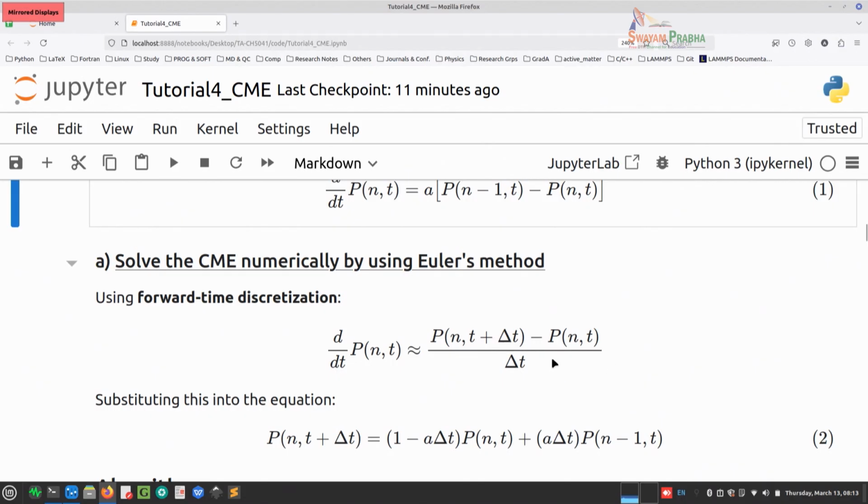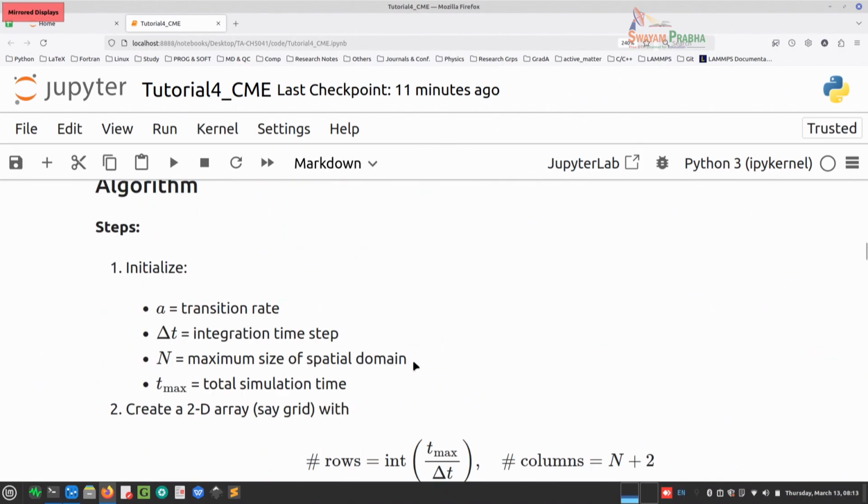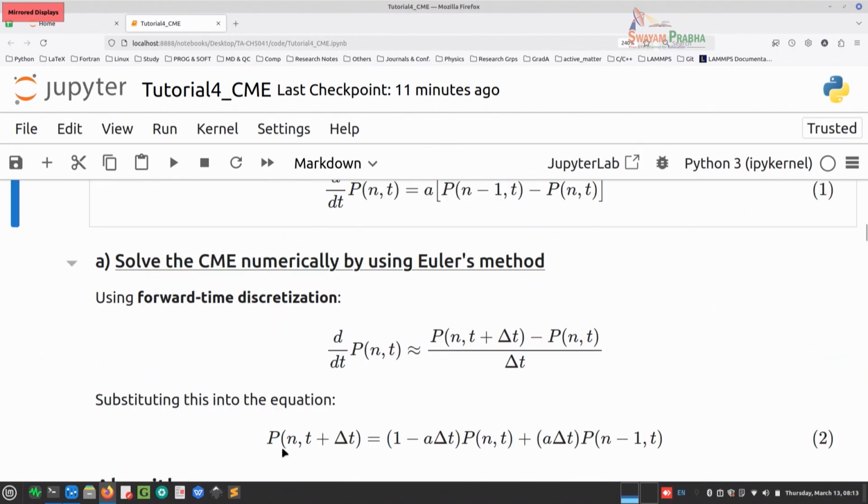So we approximate this derivative using a difference formula, the forward difference between time t and t plus delta t, and then you substitute that here. Then you can get an explicit formula for P of n at t plus delta t, which depends only on P of n comma t. So we call this an explicit formula. We know every piece of information on the right hand side at time t, and we can use that to update P of n at t plus delta t.